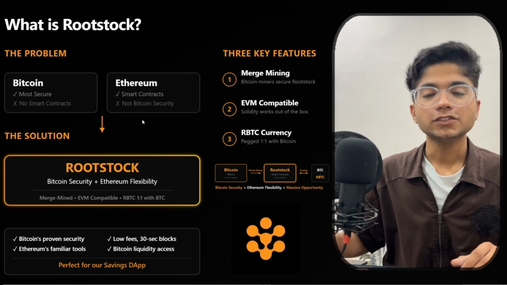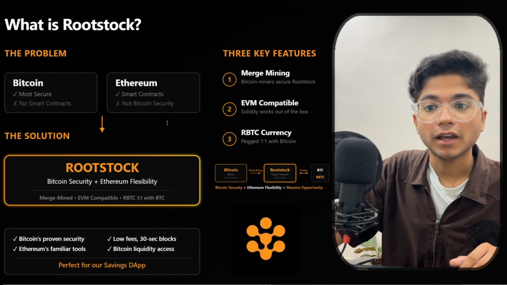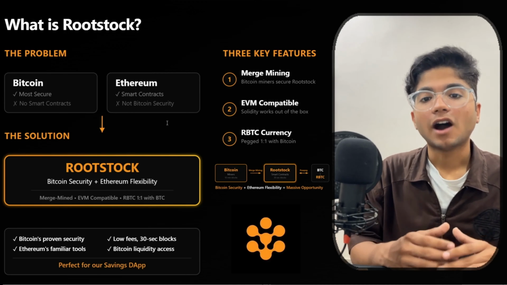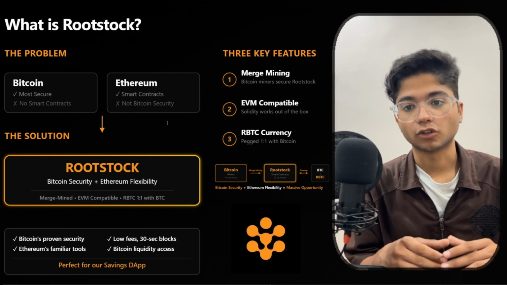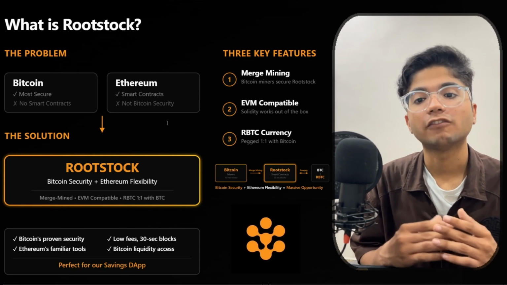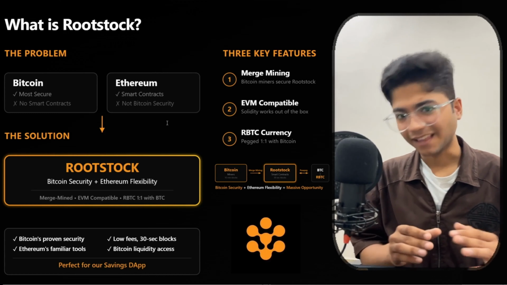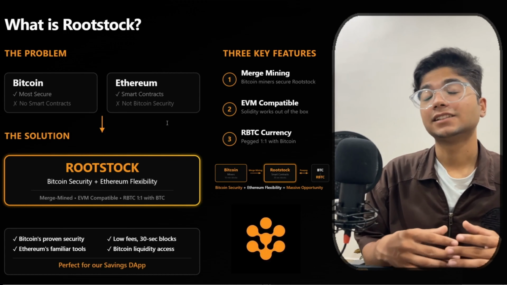Here's how. The first concept is merge mining. Rootstock is secured by Bitcoin miners. The same miners that secure Bitcoin are simultaneously securing the Rootstock blockchain. This means Rootstock inherits Bitcoin's hash rate, the most powerful computing network on earth. Your smart contracts get Bitcoin-level security. That's a huge point.